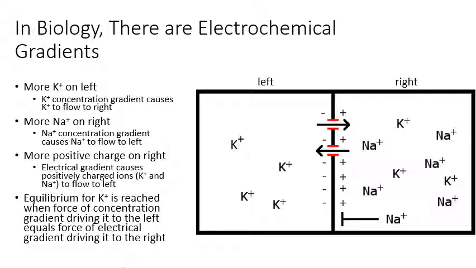We're going to talk about these gradients and ions moving down their gradients a lot more when we cover the nervous system, and then again later in the semester when we cover the muscular system. So these will be coming up again. But that was the last major theme for physiology that we had to talk about.